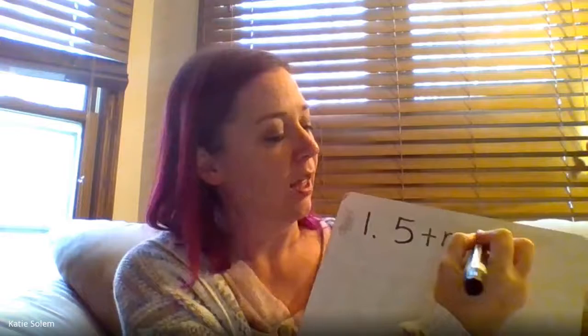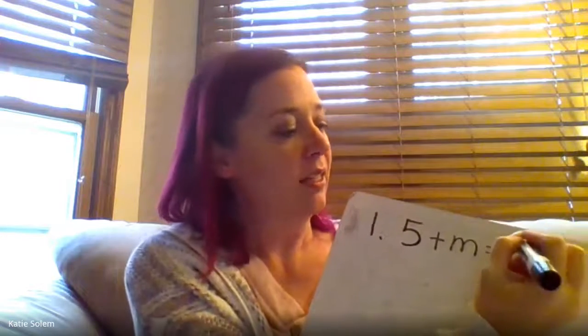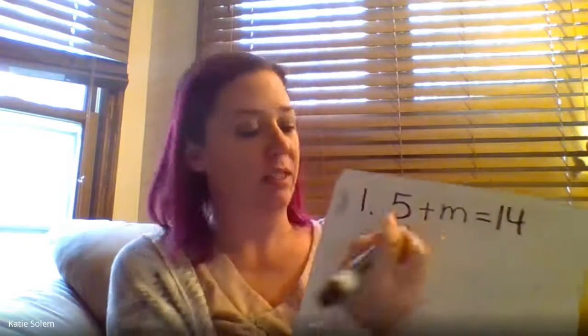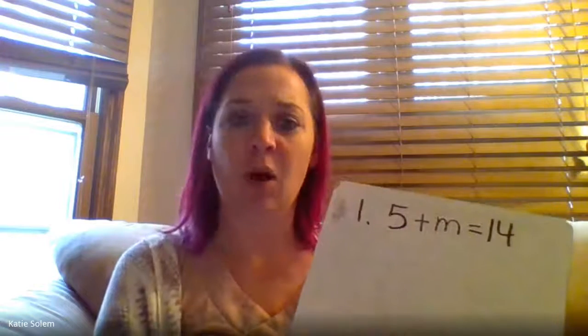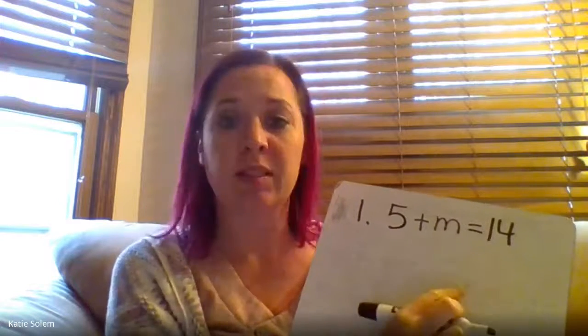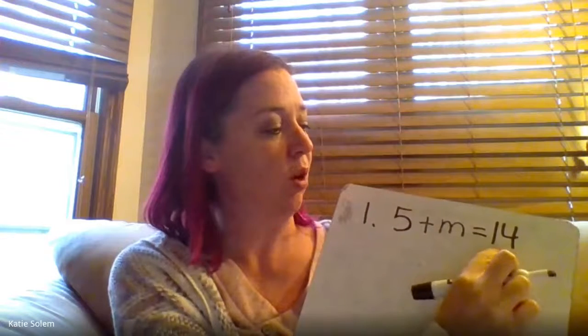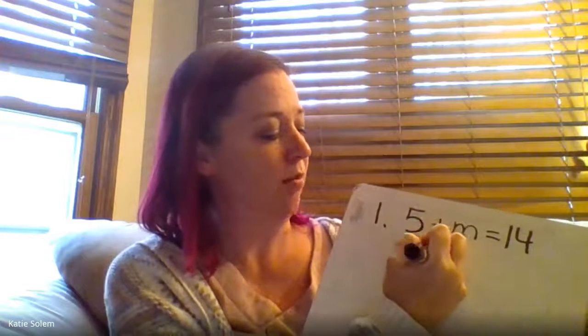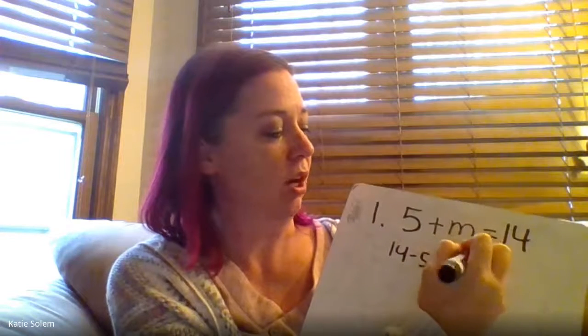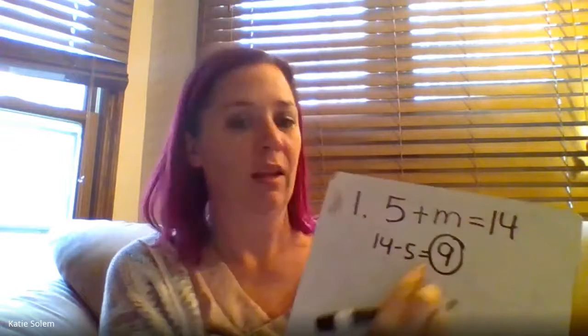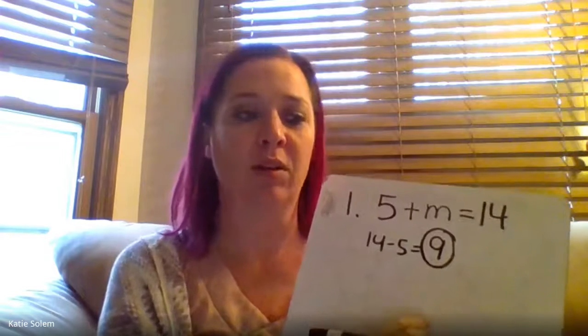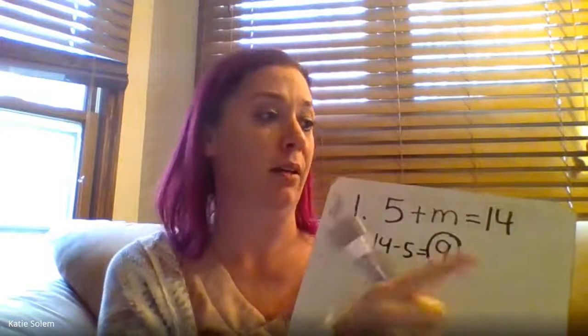So if I were going to write an equation with a variable, I would say that he had 5 marbles and then he got some more. I'm going to put M for more. At the end, he had 14. So I need to figure out, am I missing a partner or a total? Well, I'm missing a partner, so that means I need to subtract 14 take away 5 will give me my answer of 9. So Jenny gave him 9 marbles. You should be writing this down in your packet for number 1.